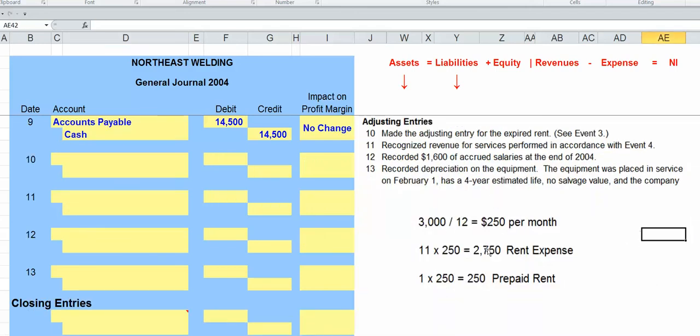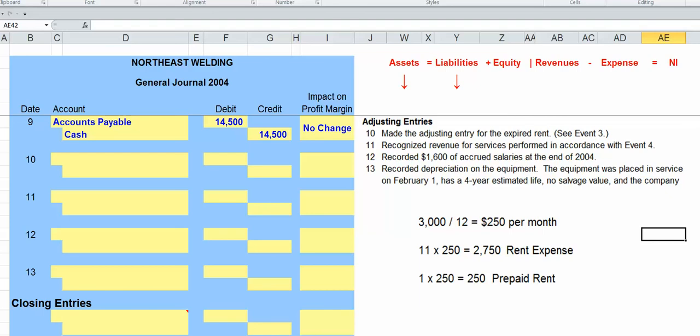So we paid $3,000 in rent for a 12-month period, or $250 per month. During the year, 11 months have expired, February through December, at $250 a month. So we should have $2,750 in rent expense, or we can think about having 1 month left of unexpired, or 1 month of prepaid rent in the amount of $250.